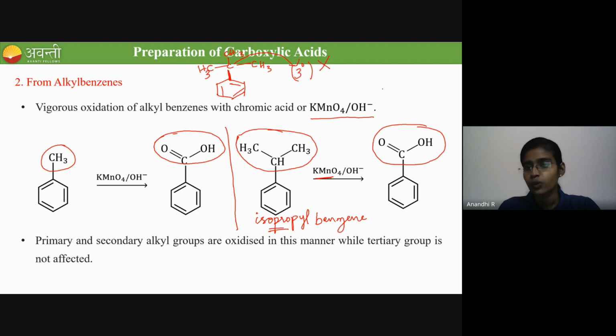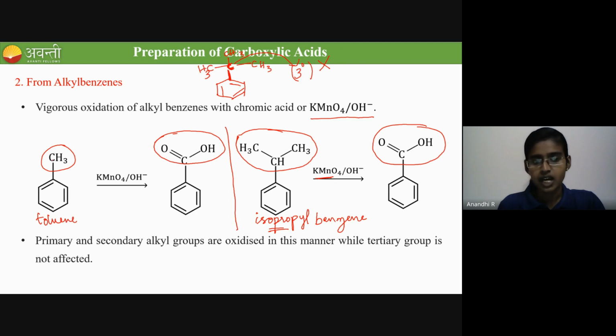Why are tertiary carbons not getting oxidized? Because a tertiary carbon doesn't have any hydrogens attached to it. So what is oxidation? Addition of oxygen or removal of hydrogen, right? Since we do not have hydrogen attached to the tertiary carbon, it cannot be oxidized to the carboxylic acid.